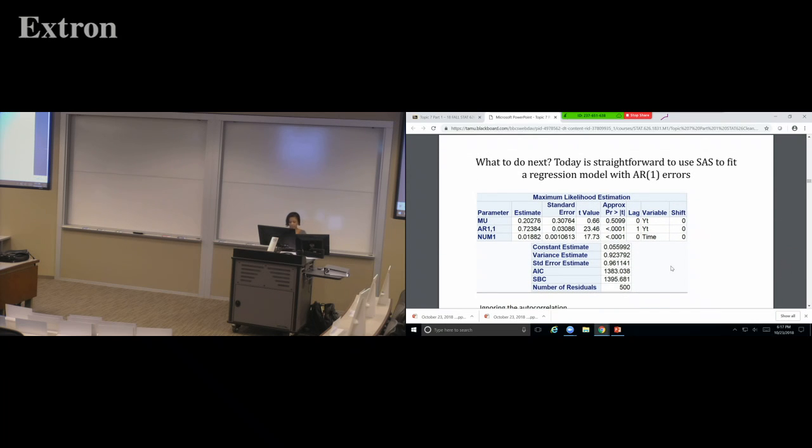Okay, so using SAS to fit a model with autoregressive 1 errors, we are able to get a better estimate of the slope parameter. It now falls inside the 95% confidence interval. Here is num1, the variable's time. This is our slope coefficient, our beta 1.